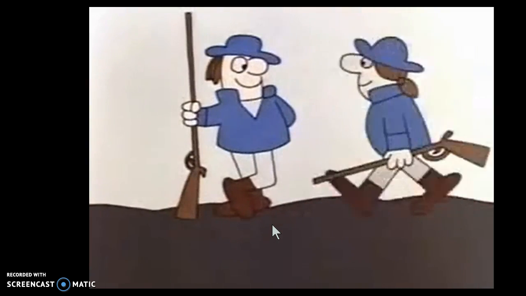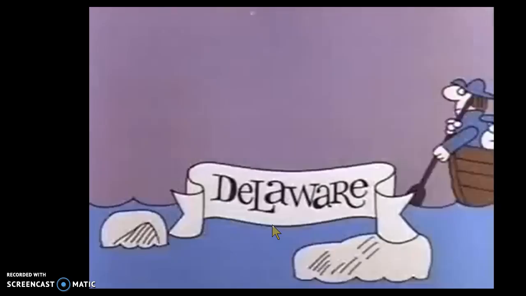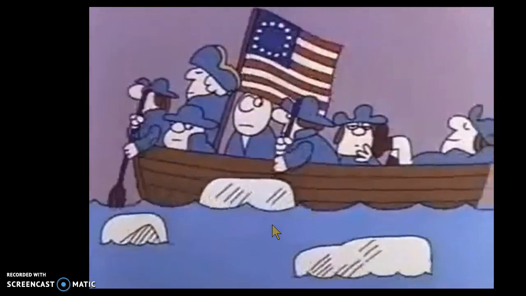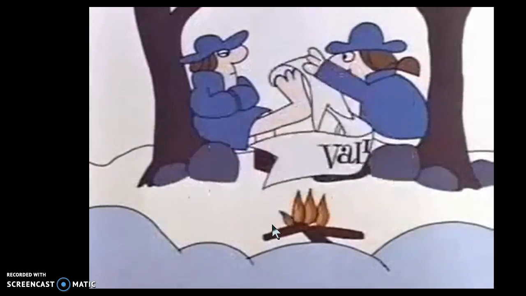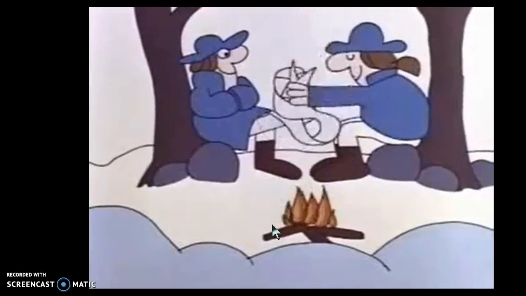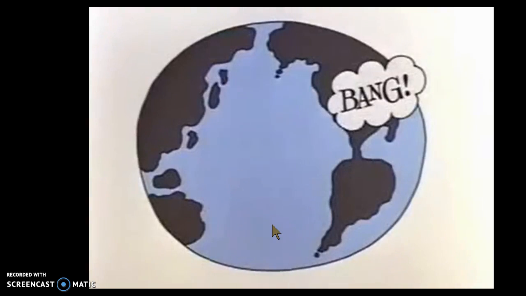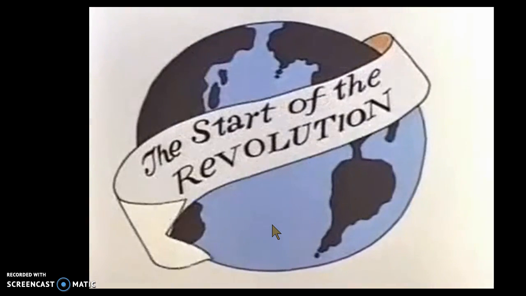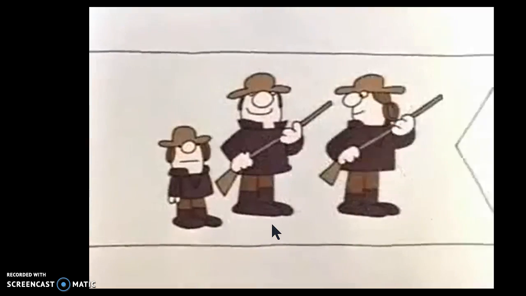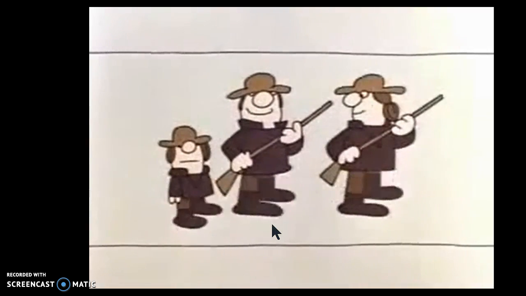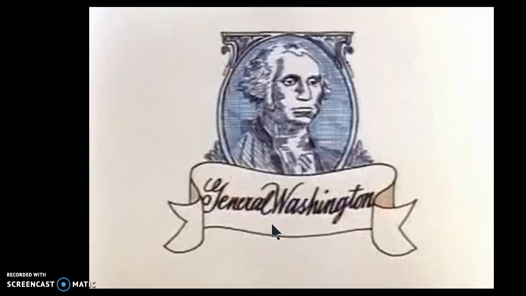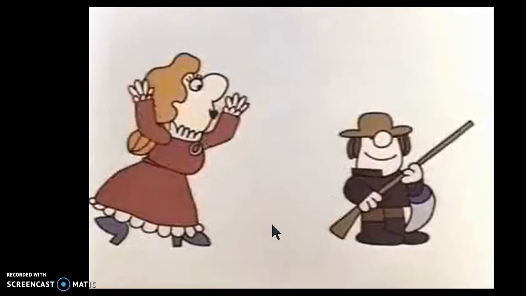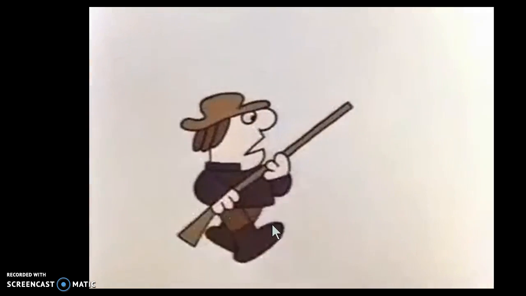Those hungry, ragged boys would not be beat. One night they crossed the Delaware, surprised the Hessians in their lair, and at Valley Forge they just bundled up their feet. Now the shot heard round the world was the start of the revolution. The Minutemen were ready on the move. Take your blanket, take your sun, report to General Washington. We got our rights and now it's time to prove.